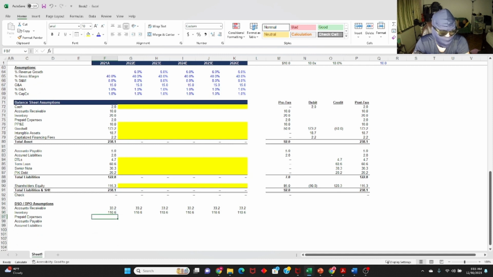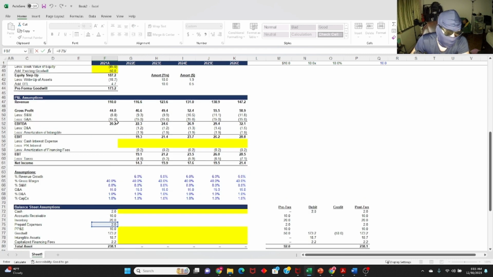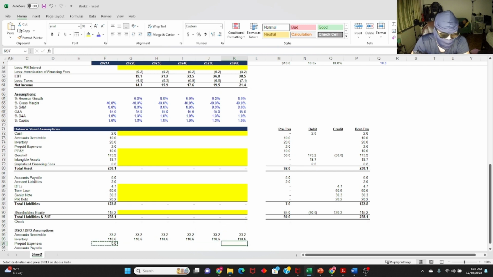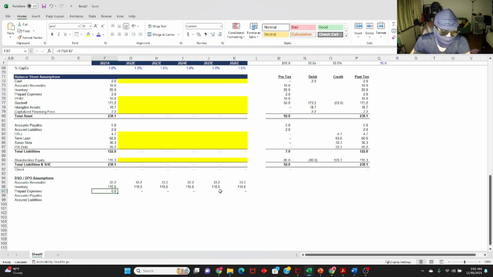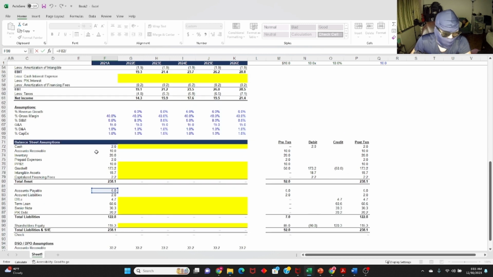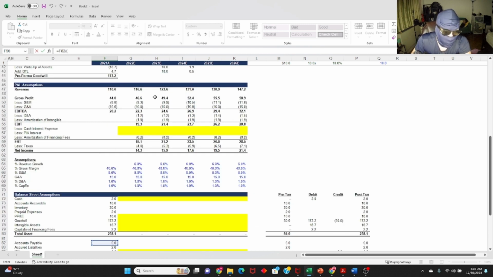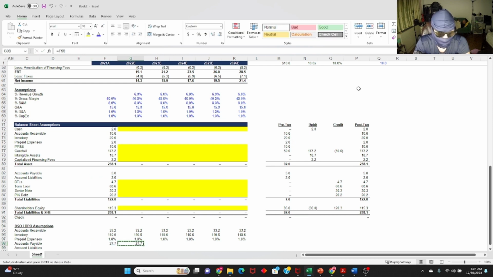Your prepaid expenses, usually it's not going to be on a turnover assumption. So it's going to be a percentage of revenue. So that's how we're going to run it. Your prepaid expenses is going to be 2 divided by your revenue. Let me just take the percentage number format here, paste it down, flatline going forward. Now your accounts payable, same thing. 5 divided by your COGS, so your revenue minus your gross profit, times 365. Flatline that going forward as well.